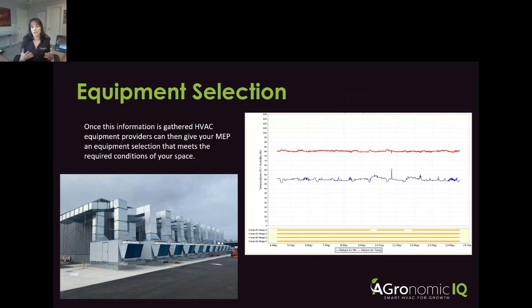Once that is done, the equipment provider will run our load selections, come back to the MEP, and present our equipment selections. So the graph that you see here on the right is one of my leafy green growers. If I was to say, for a real world application, this is as close as we can get to a really good selection for this facility. They have one unit with multiple compressors. And as you can see, the temperature is very consistent. The humidity has a little bit of swing, but also is very consistent.